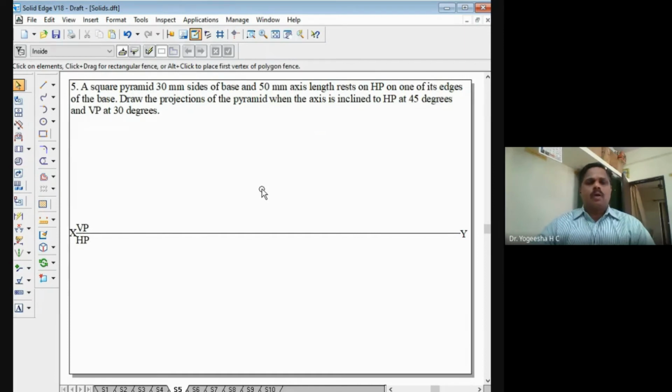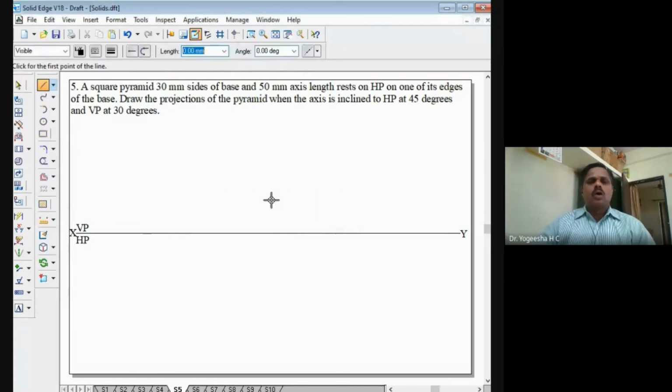Similar to the first problem, the only difference is in the third position. For all other things, it is similar to the first problem. So we'll go for drawing the square pyramid problem resting with one of its sides. That means the initial position is similar to the edge condition problem.